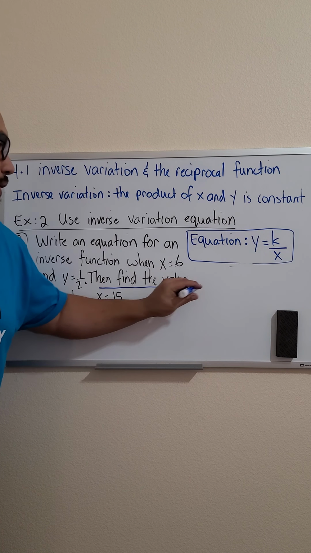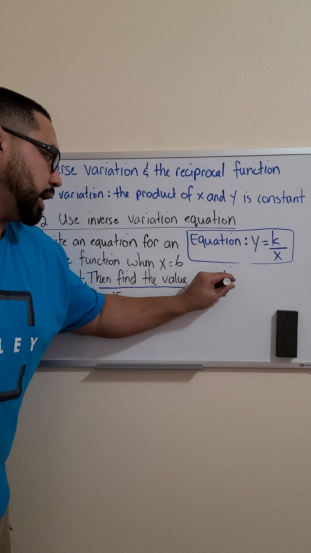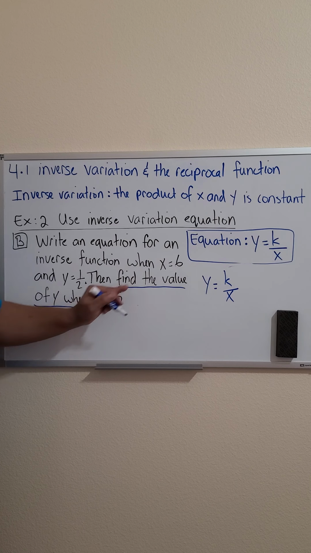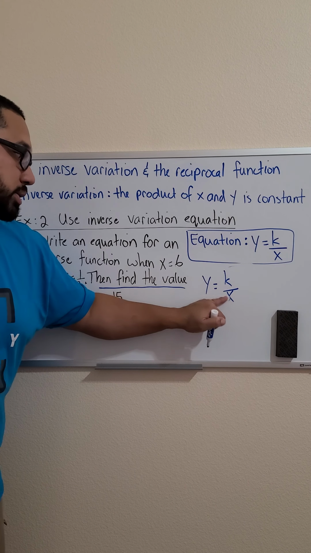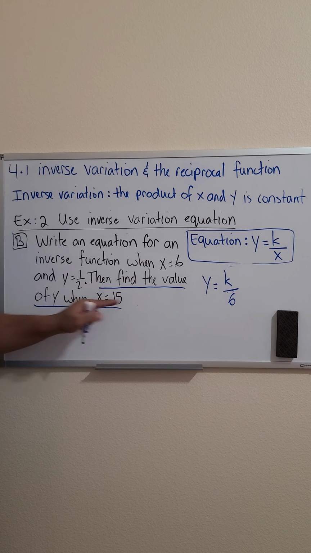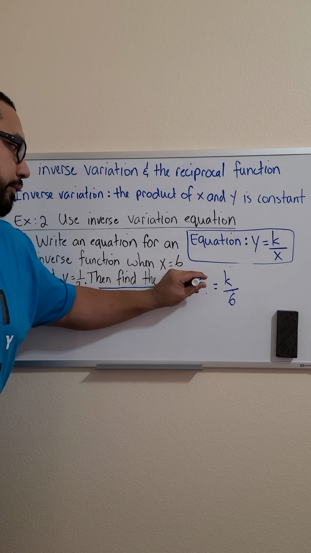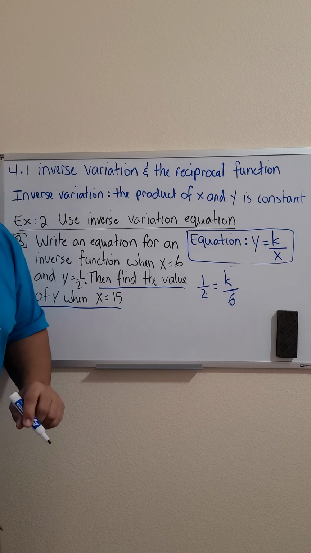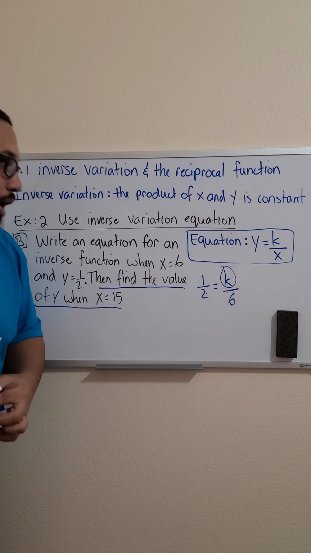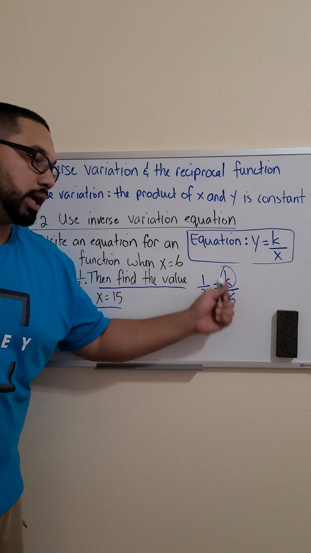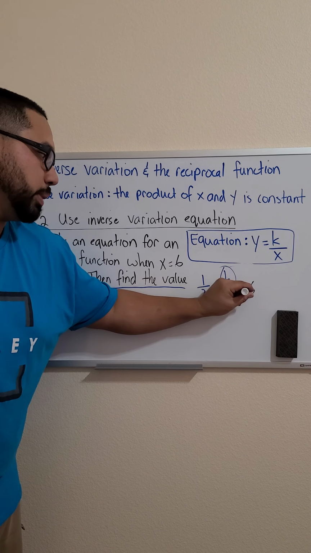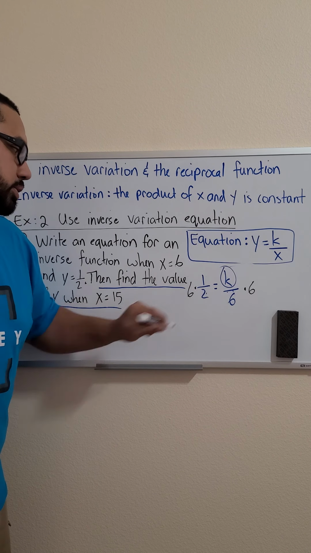We're going to write an equation when x is 6 and y is 1/2. So here we go. Your equation is y equals k over x. That's the equation for inverse. And they said to replace x with a 6 and to replace y with a 1/2. Again, that leaves us to solve for this k value. To solve for it, we got to get rid of this 6. Since they're dividing by 6, we're going to do the opposite and multiply both sides by 6.